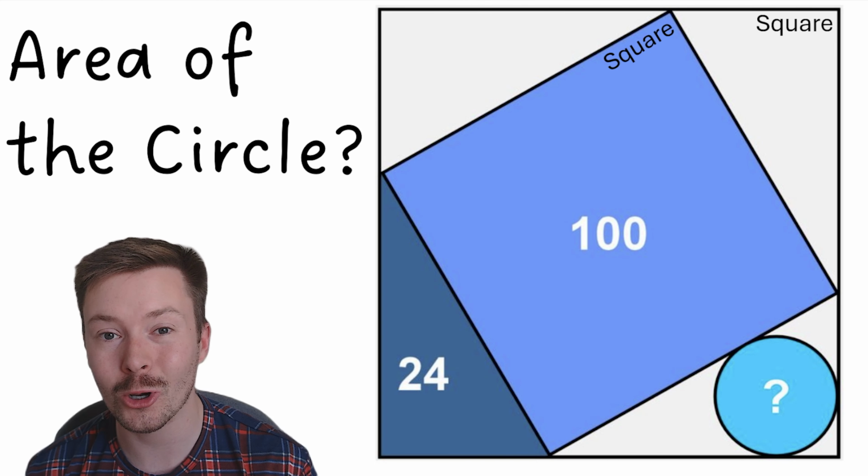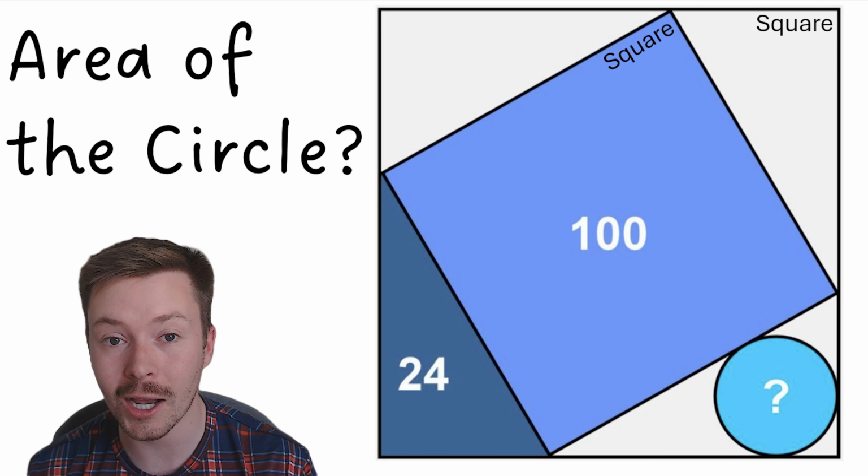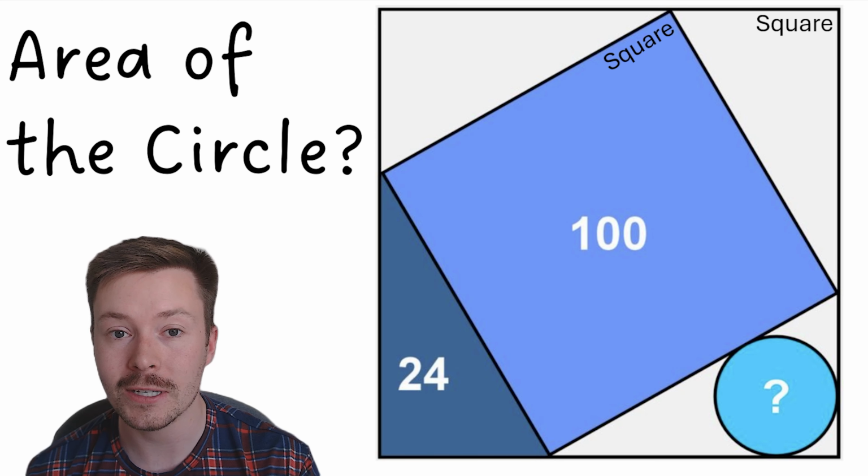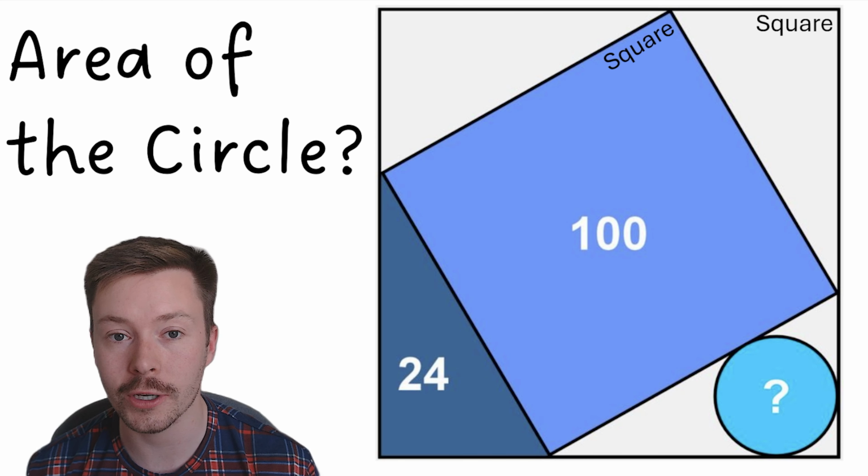We've then got a circle which is tangent to two sides of the outside square, the larger square, and tangent to one side of that inside smaller square. Can you work out the area of that blue circle? If you want to have a go at solving this problem yourself, pause the video now. Otherwise, I'm going to show you my solution in 3, 2, 1.